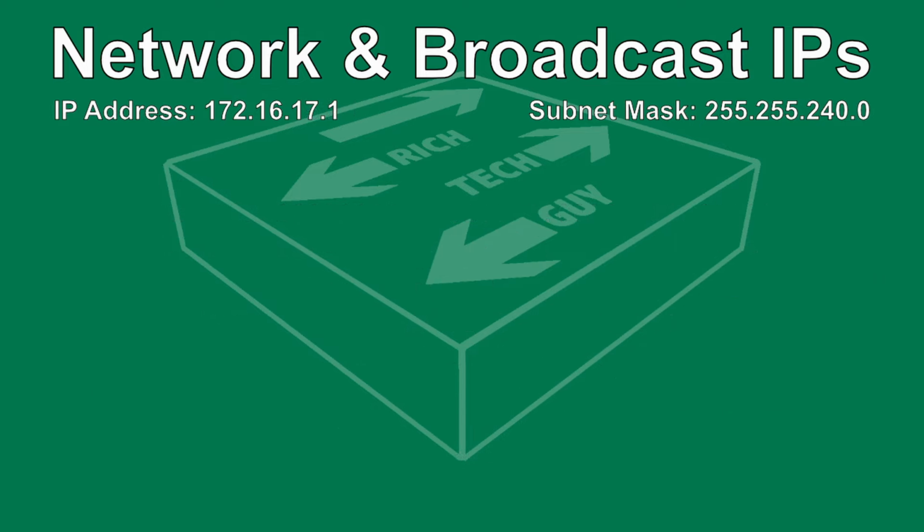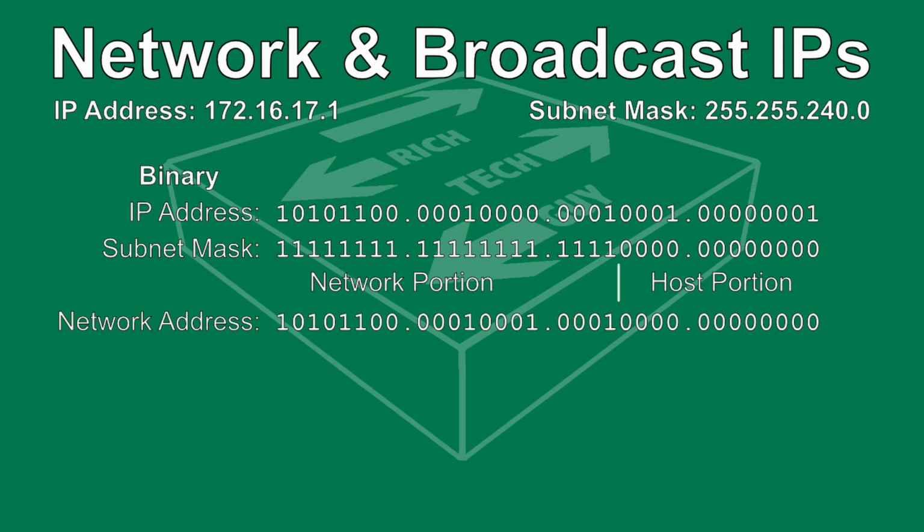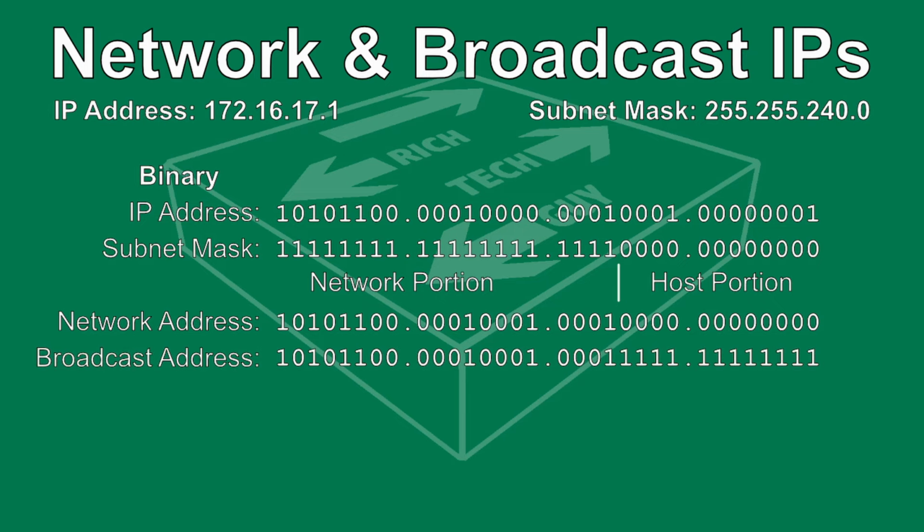Now, if the IP address is 172.16.17.1 with the same subnet mask of 255.255.240.0, what we would then get is this binary representation for the IP address and the subnet mask. And then the network IP would be equivalent here in binary with all zeros in the host portion, the broadcast IP with all ones in the host portion.